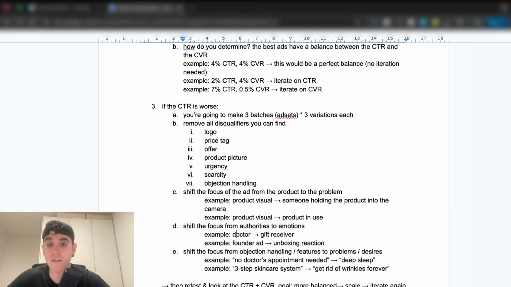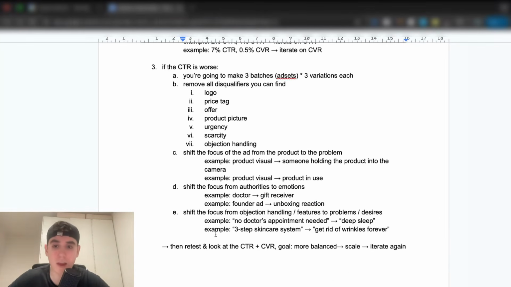So example, doctor to gift receiver. Example, founder ad to unboxing reaction. Next thing you're going to do is you're going to shift the focus from objection handling and features to problems and desires. You're going to be on a deeper, more human, emotional level.